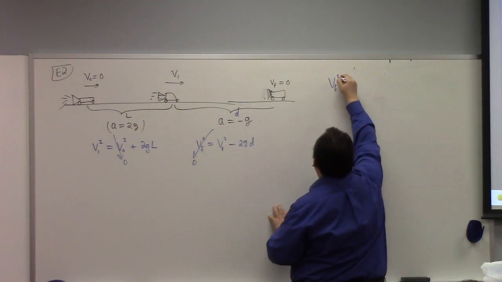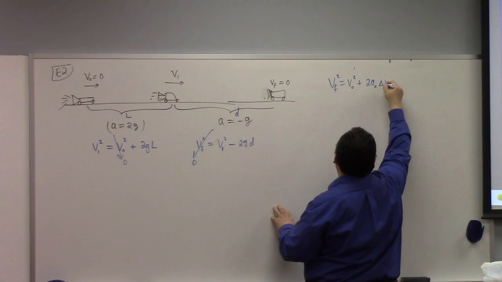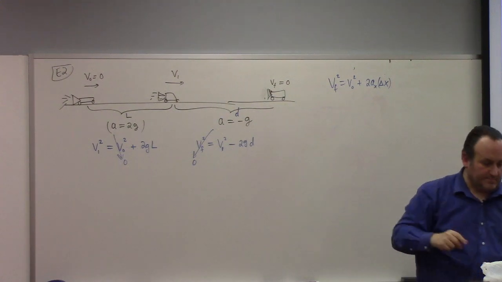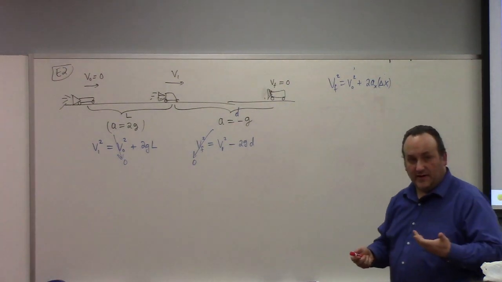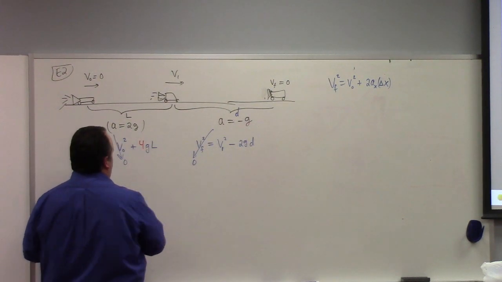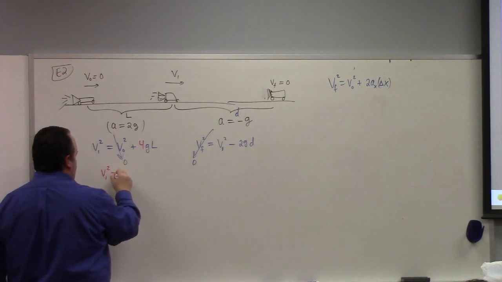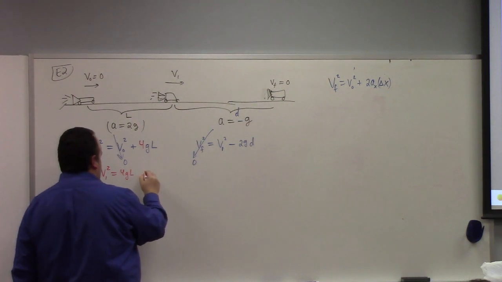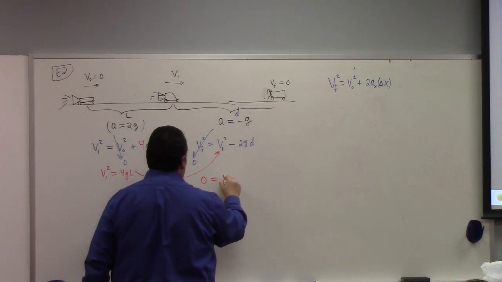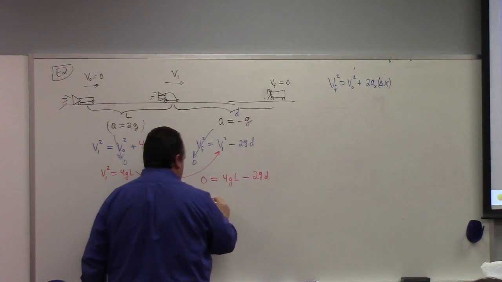Remember, it says vf squared equals v naught squared plus 2 times the x acceleration times the change in x. But what did we say about the first part of the journey here? The acceleration was what? 2g, right? So I shouldn't have 2g there. I should have what? 4gl. All right, so great. This first equation then gives me v1 squared is 4gl. And then I can take that, plug it over in there, and that gives me 0 is equal to 4gl minus 2gd, which gives me d is equal to what?